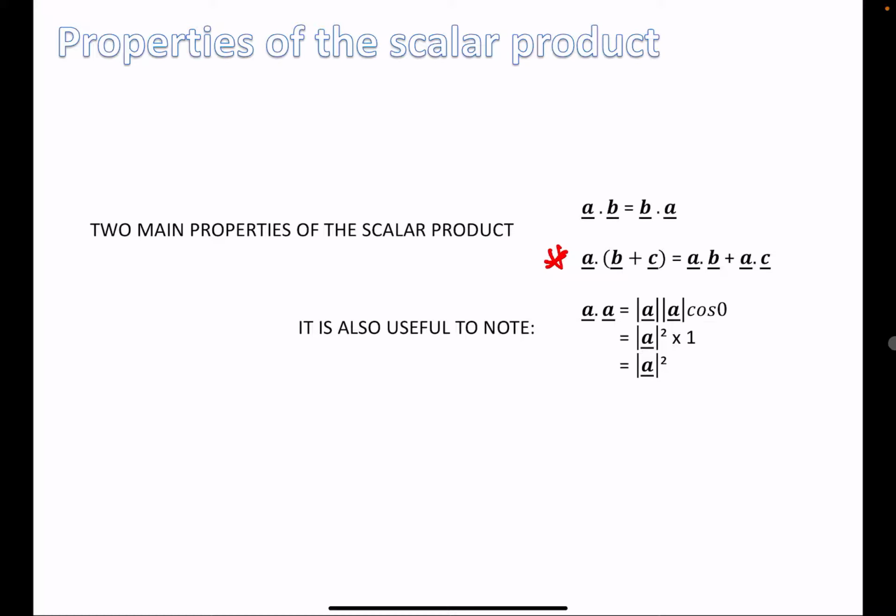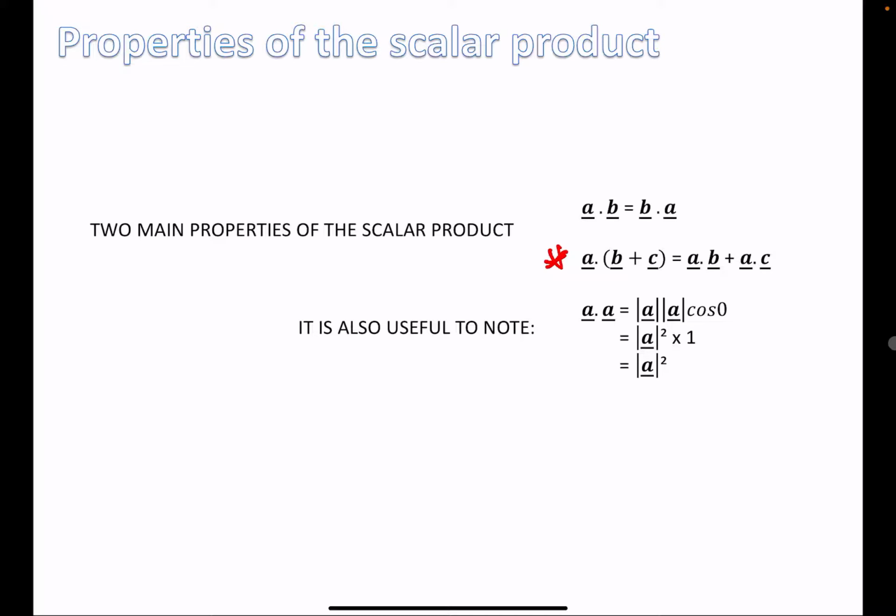the same vector, that's going to be equal, if we put it in the formula, to the magnitude of a times the magnitude of a times the cosine of the angle between them. But if it's the same vector, then there is no angle between them, so the angle is just 0. Cos of 0 is 1. So this simplifies to the magnitude of a times the magnitude of a, or in other words, the magnitude of a squared.